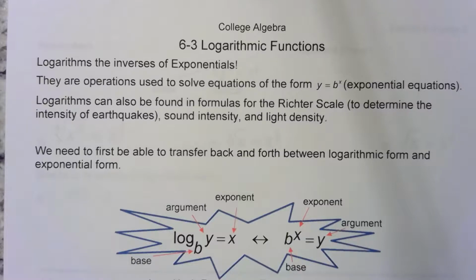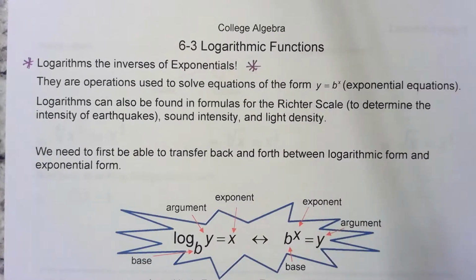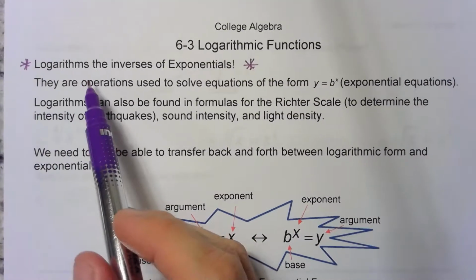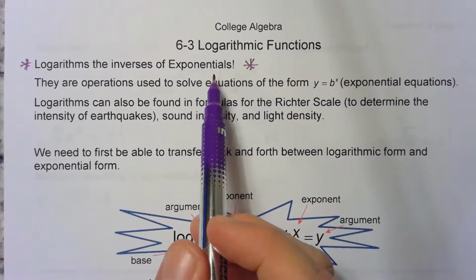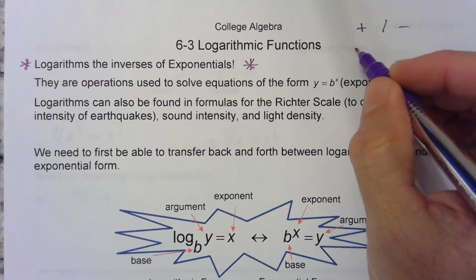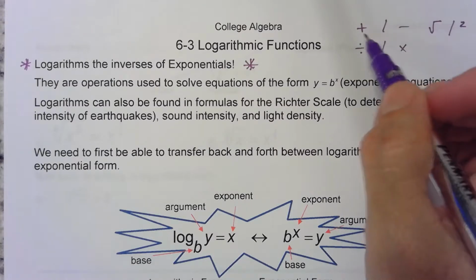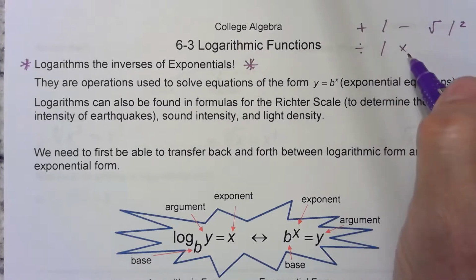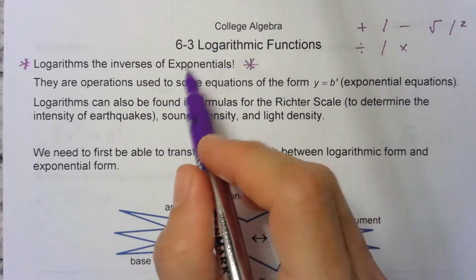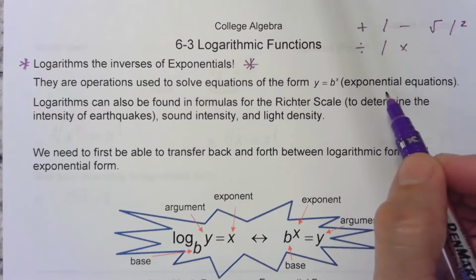Now we're going to move on to logarithmic functions. Does the very first sentence tell you exactly what logarithms are, even though it may not make a whole lot of sense? Logarithms are the inverses of exponentials. So you know how addition and subtraction are opposites, and division and multiplication are opposites, and a square root and a square are opposites? Well, addition will undo subtraction. Division will undo multiplication. You get the idea, right? A logarithm will undo an exponential. So we actually use logarithms to solve exponential equations.